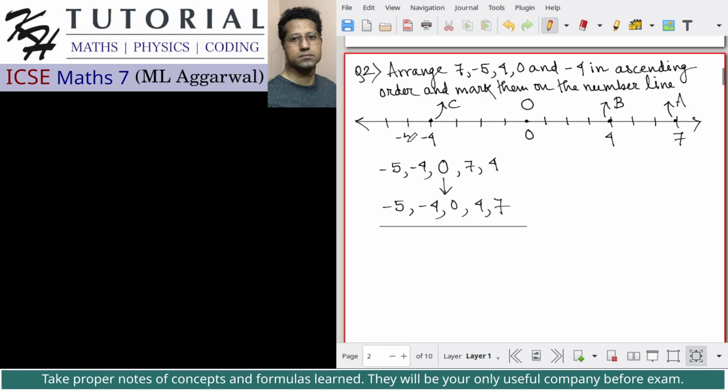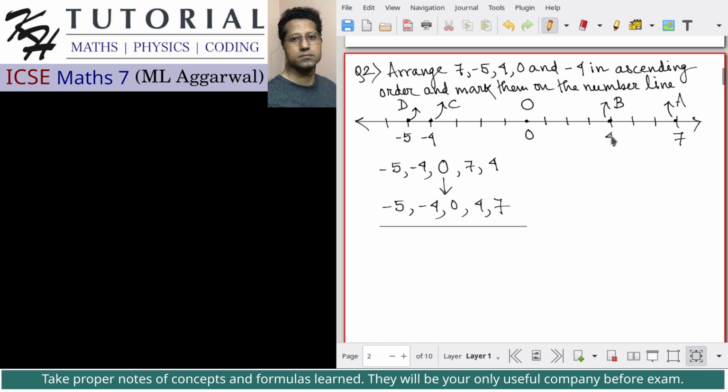So this will be -5. Let this point be D. So D marks the integer value -5. So the given integers in ascending order are -5, then -4, then 0, then 4, and then 7, and we have represented or marked these integer values on the number line.